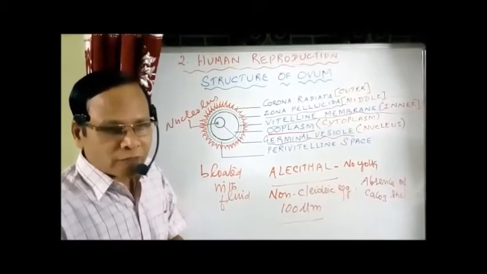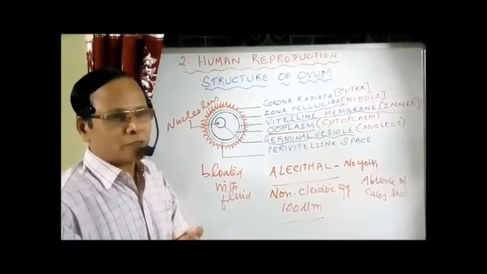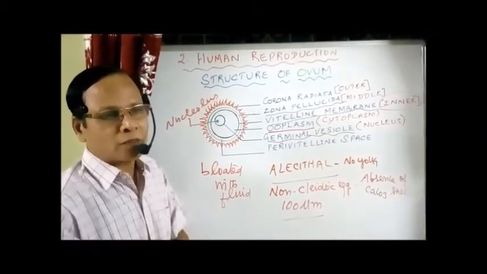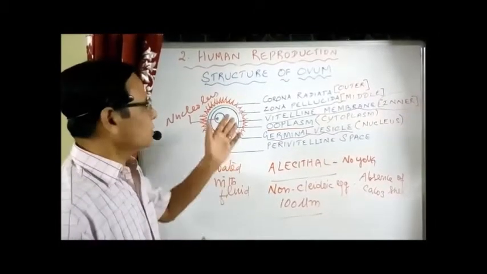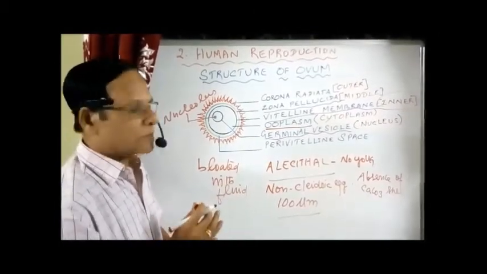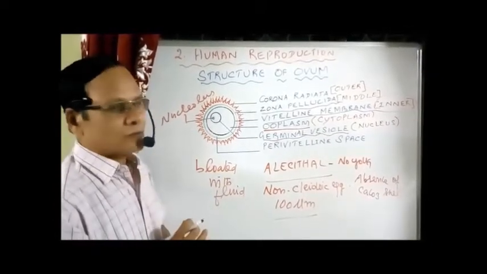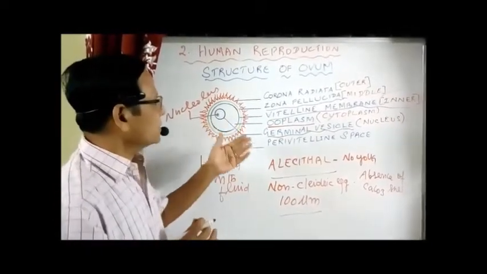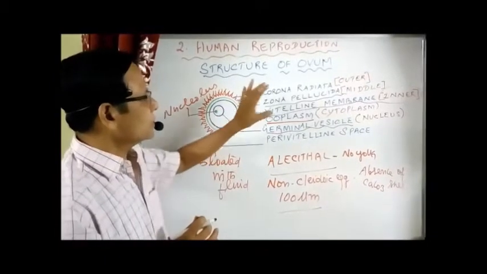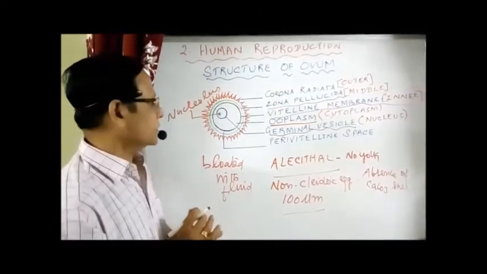It is being removed by the enzyme of the sperm released by the acrosome, hyaluronidase. That is the one we need for the penetration of the sperm into the egg. So these are all the different components. What we have actually are the corona radiata, zona pellucida, and vitelline membrane, the three outer coverings.